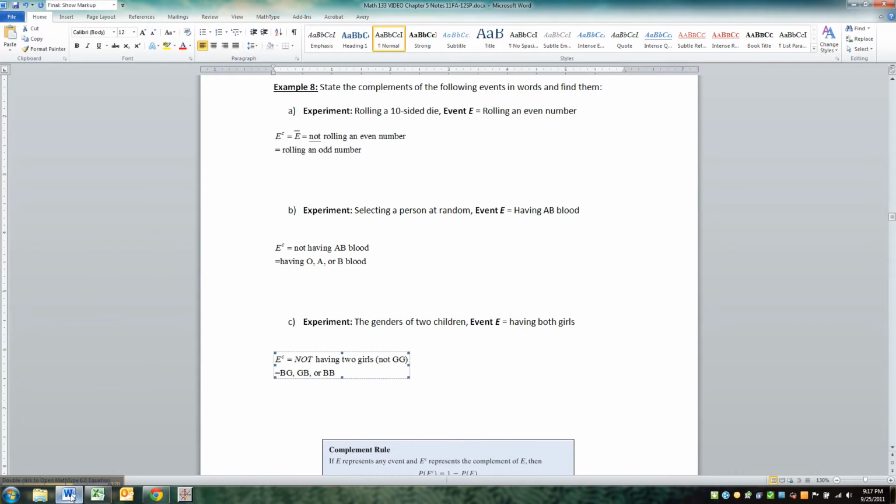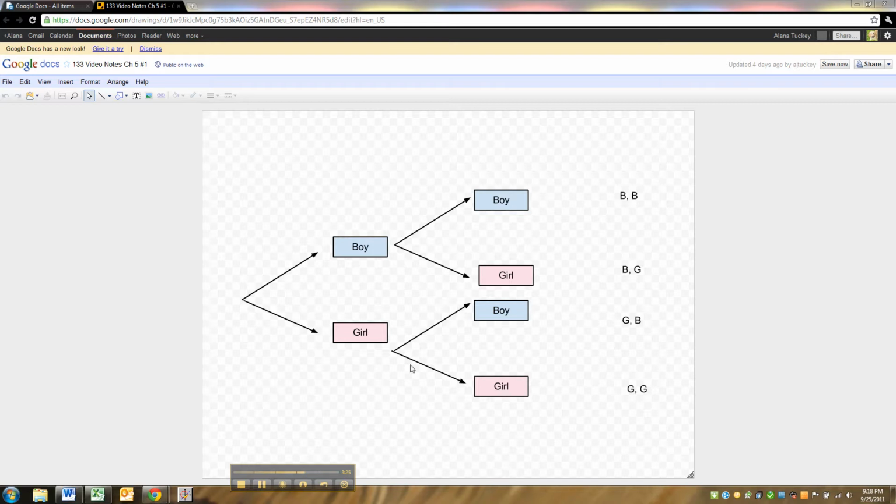Remember, we've made the tree diagram for that sample space before, when you have two children. So you do not want this GG down here, which means you have to have one of these three. So these three together make your complement to this one. All right, I'm going to make that picture disappear.